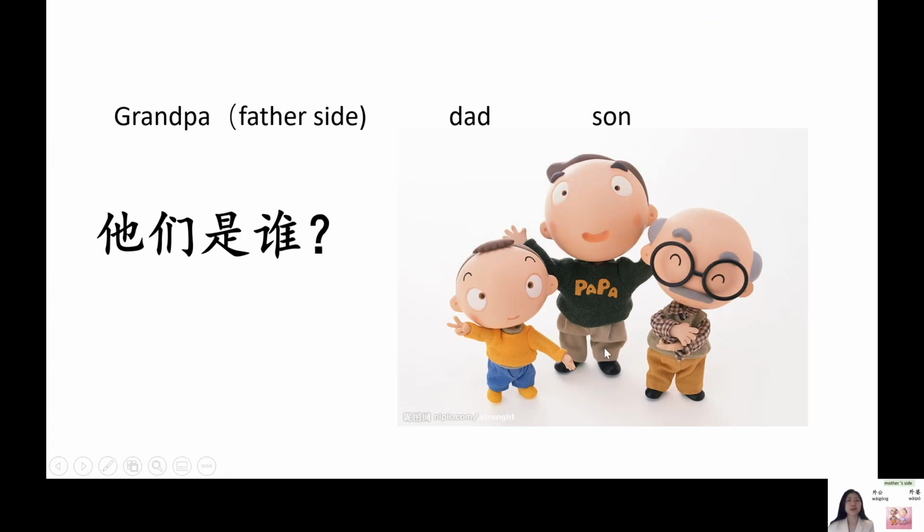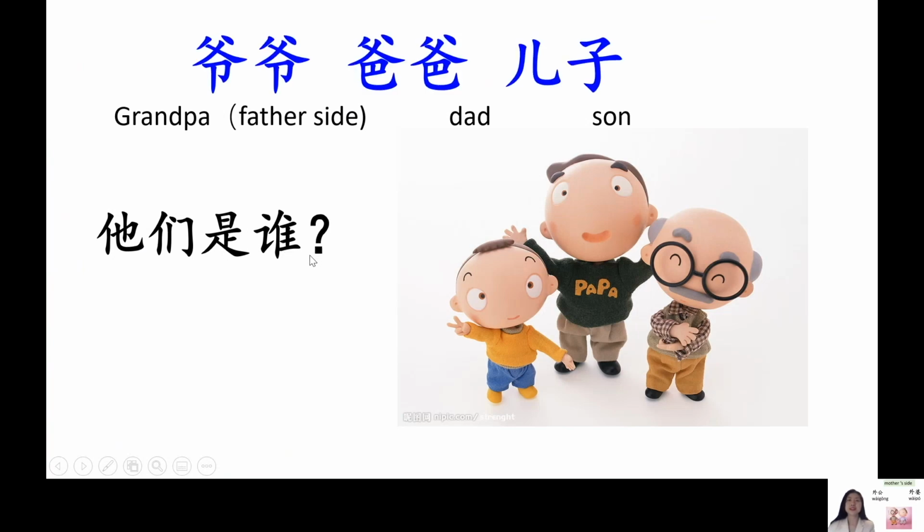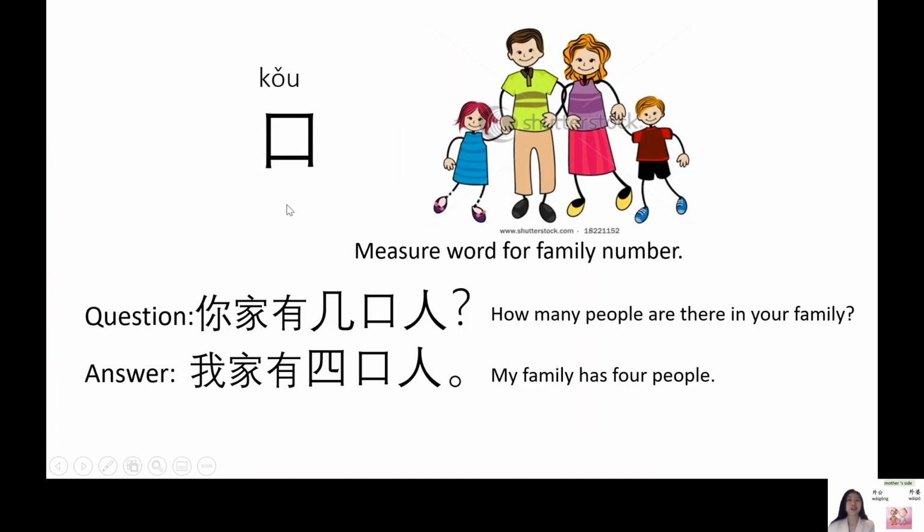Let's see this picture. There are 3 people in the picture. Who are they? 他们是谁？They are 爷爷、爸爸、儿子。Now, let's learn a new word. 口。When do we use 口? 口 is a measure word for family member. If you say 3 people in a family, 3口人. 4 people in a family, 4口人. 5 people in a family, 5口人. We need to use 口 when we say the family member.